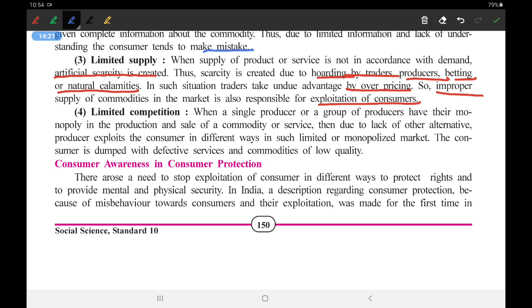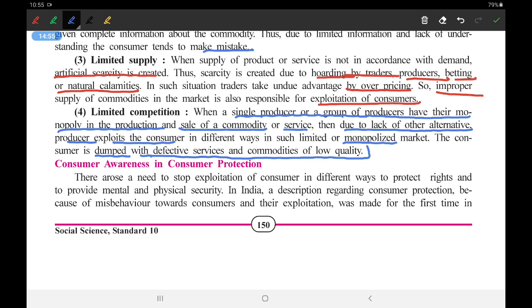When the competition is less, the chances of getting cheated is more. When a single producer or a group of producers has a monopoly in the production or sale of the commodity or services, then due to the lack of alternatives, producers exploit the consumer as they don't have any competition in the market. That's why they will be cheating the consumers in whatever way possible. In such a limited and monopolized market, meaning one person rule, the consumer is dumped with defective services and commodities of low quality, and due to all these things they are cheated in a way, right?